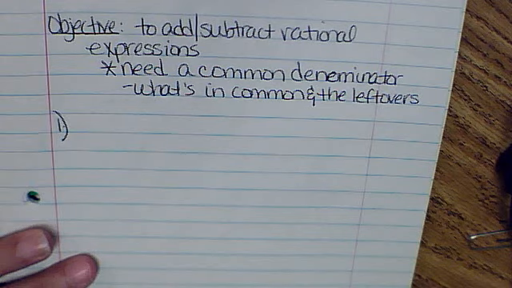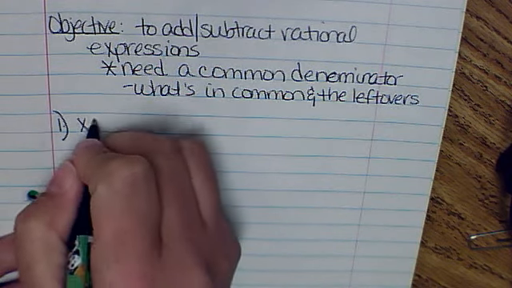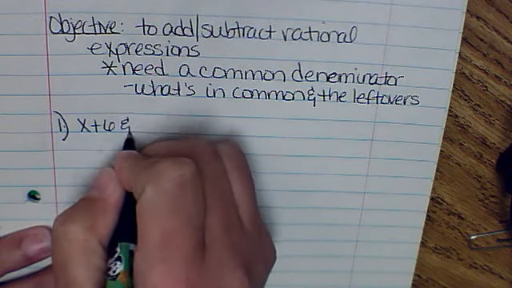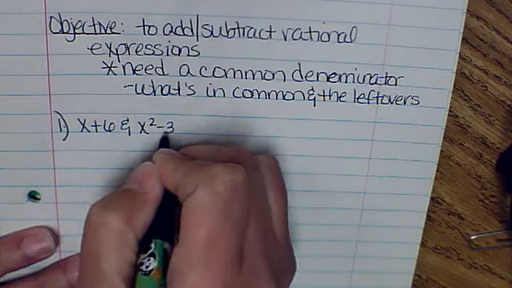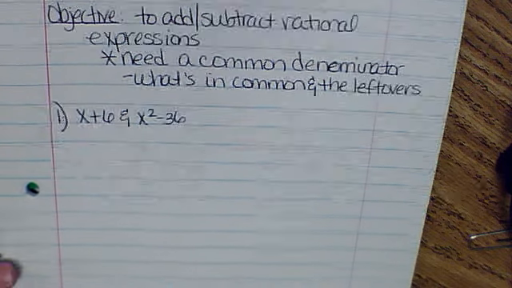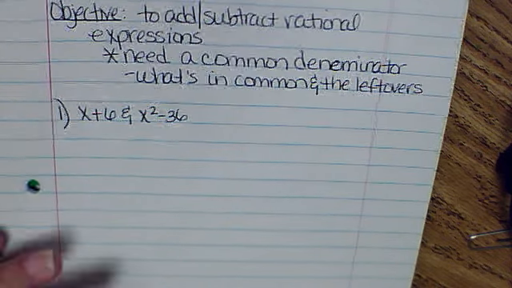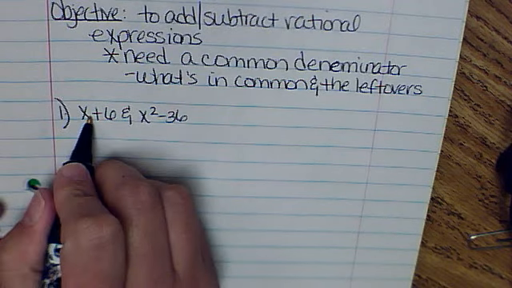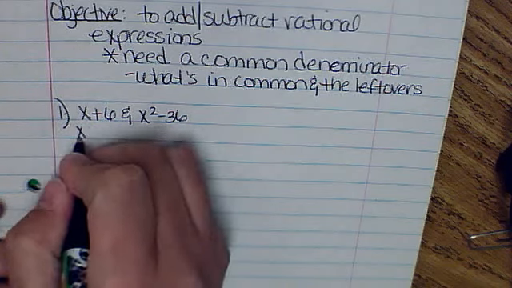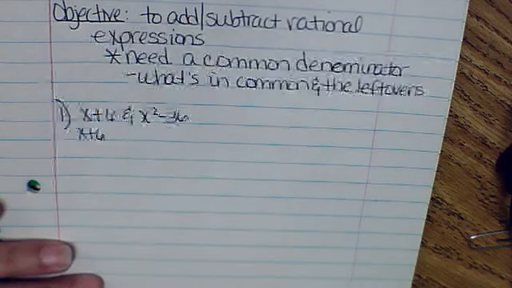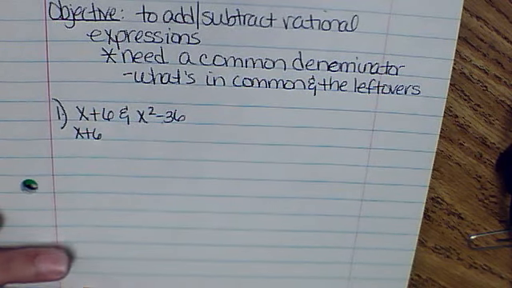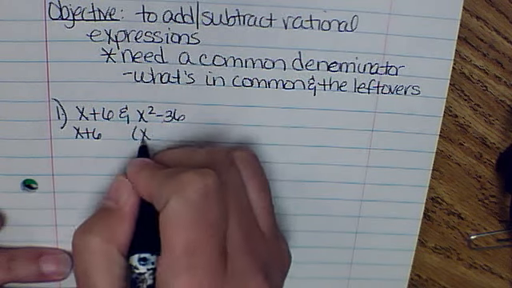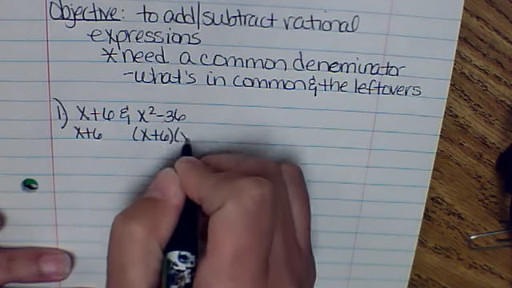So all I want you to do is find the common denominator for x plus 6 and x squared minus 36. So to find a common denominator for x plus 6 and x squared minus 36, I have to try to factor. Can I factor x plus 6? No. So I just bring it down. Can I factor x squared minus 36? Yes. It's a difference of squares. So x plus 6, x minus 6.